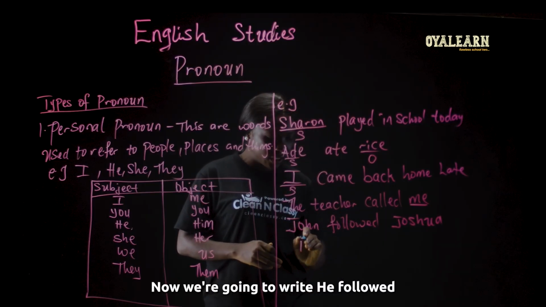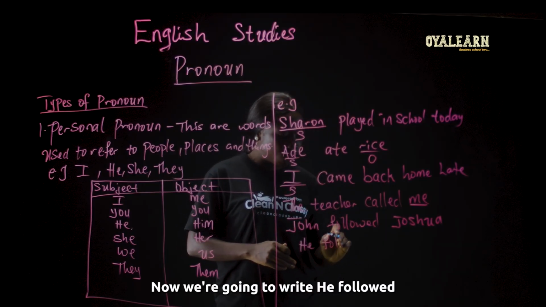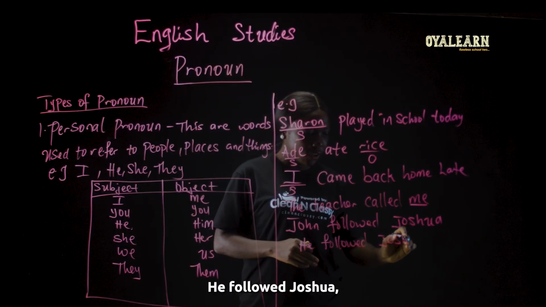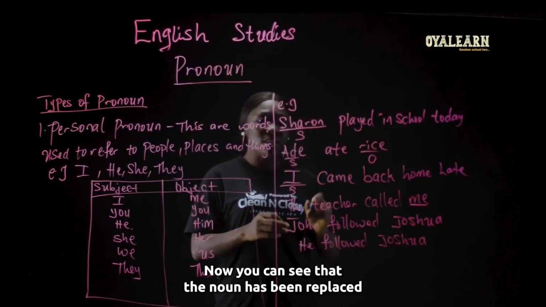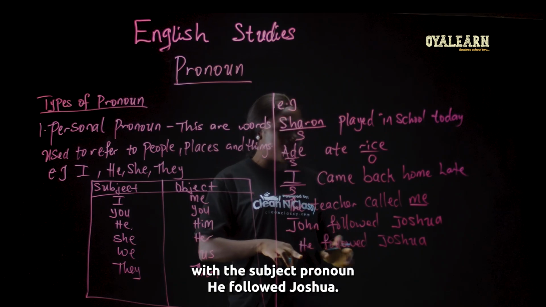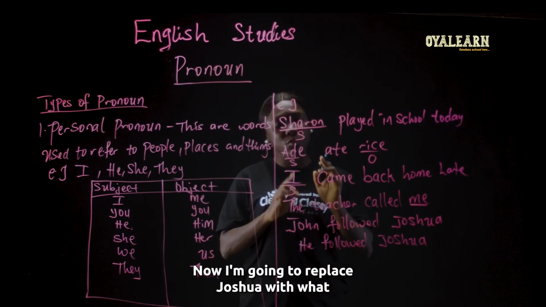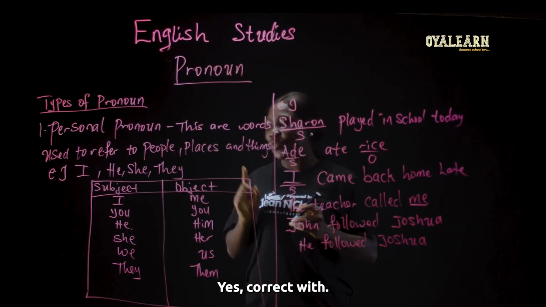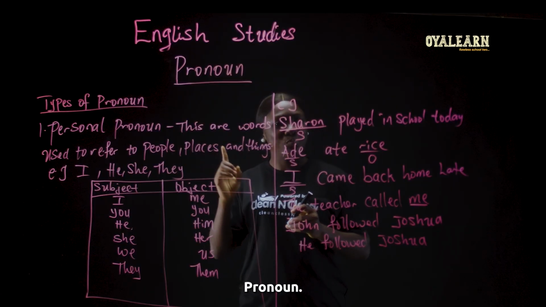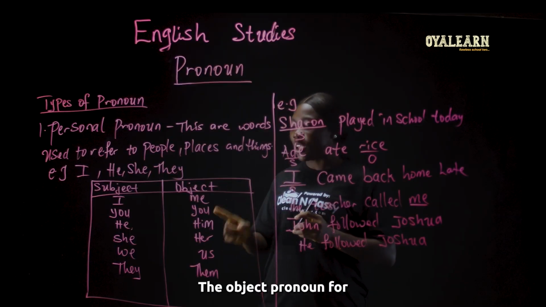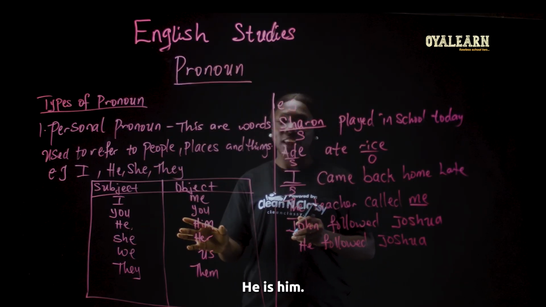Now we're going to write: he followed Joshua. Now you can see that the noun has been replaced with the subject pronoun. Now we want to replace Joshua with what? Yes, correct, with the object pronoun. What is the object pronoun for he? The object pronoun for he is him.